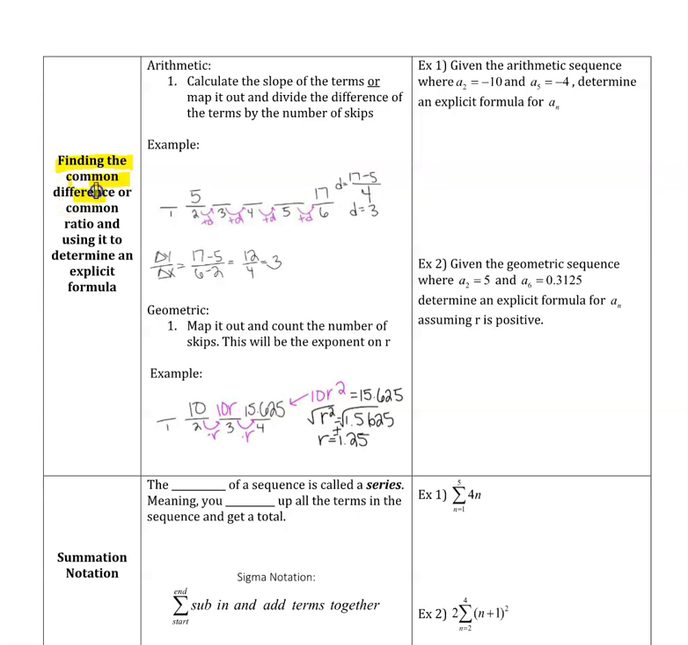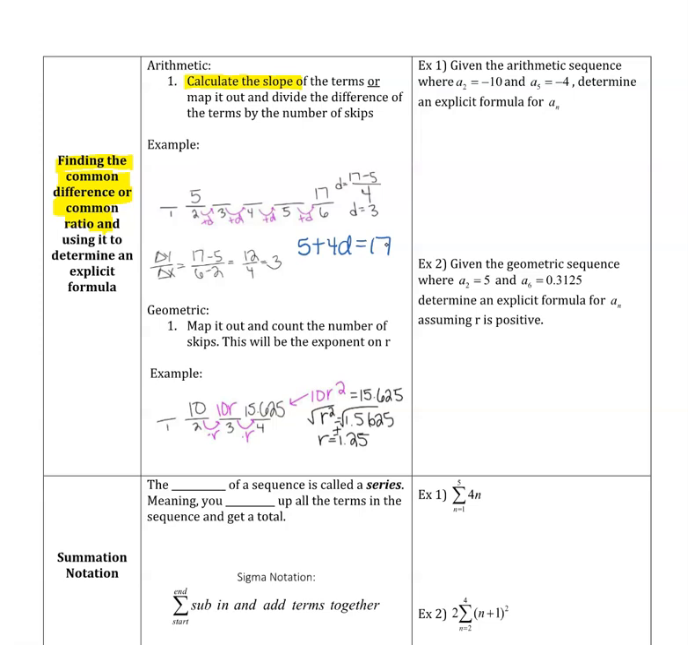Finding the common difference or common ratio and using it to determine an explicit formula. So I got a couple little tips listed on the left here to find your arithmetic or geometric with examples listed. For an arithmetic sequence, you can calculate the slope of your terms, or just map it out like you're seeing down here and realize that you're just adding the same common difference of d every time, and then you could come up with a little equation for it. So for instance, that would be 5 plus 1, 2, 3, 4d equals 17.